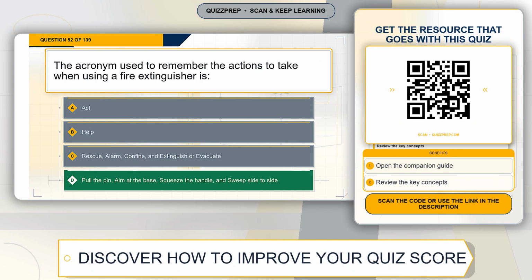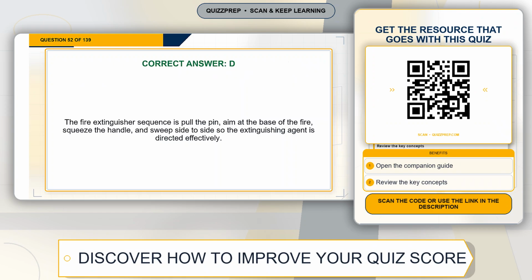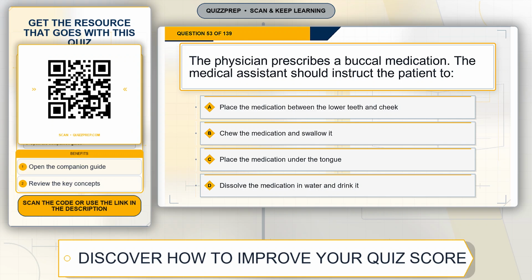The correct answer is option D, pull the pin, aim at the base, squeeze the handle, and sweep side to side. Explanation. The fire extinguisher sequence is pull the pin, aim at the base of the fire, squeeze the handle, and sweep side to side so the extinguishing agent is directed effectively. Question 53. The physician prescribes a buccal medication. The medical assistant should instruct the patient to: option A, place the medication between the lower teeth and cheek. Option B, chew the medication and swallow it. Option C, place the medication under the tongue. Option D, dissolve the medication in water and drink it.